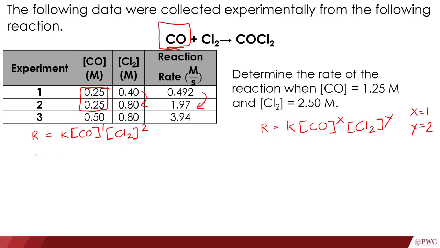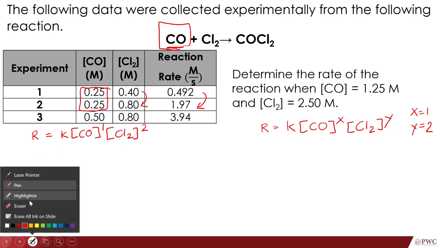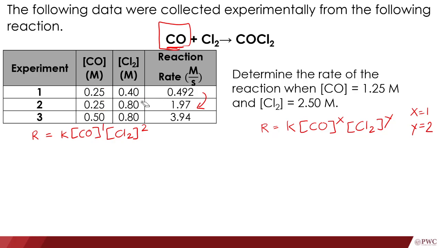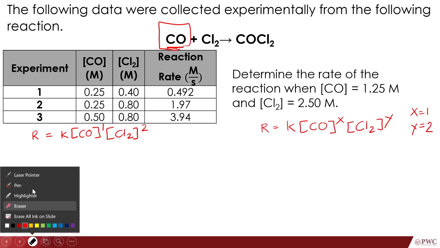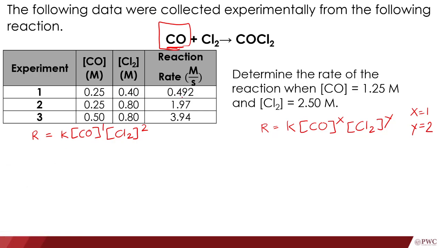So after that, we'll plug in any value from our data. So here I'll just use the data from experiment 1. So we have here the rate of the reaction that's equal to 0.492.